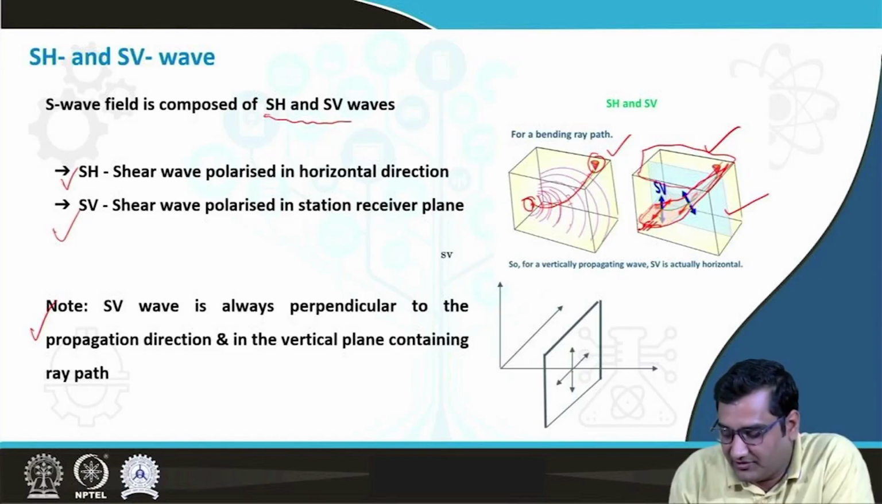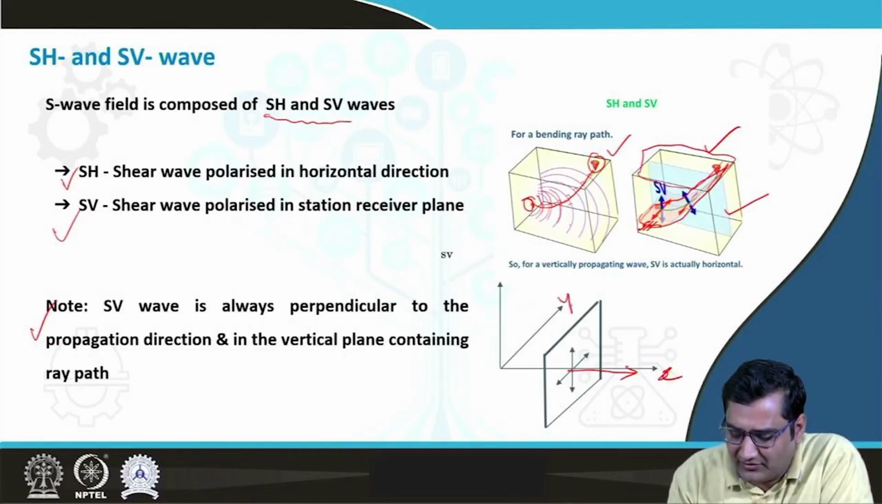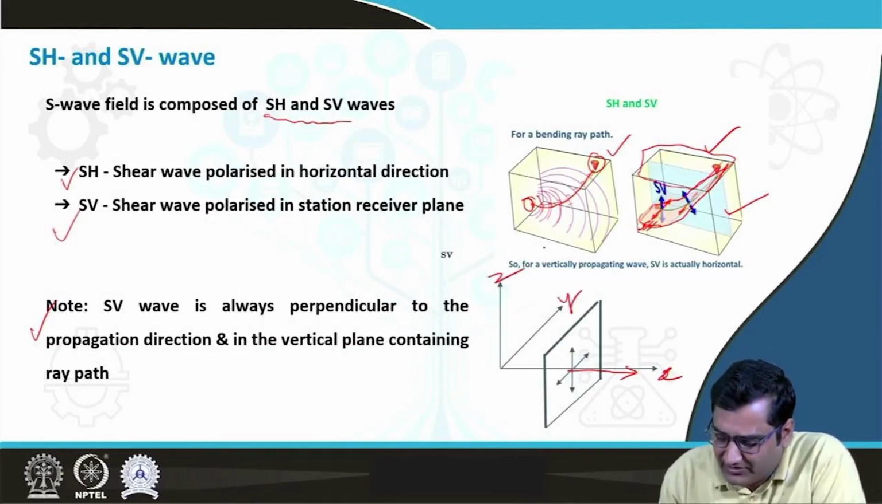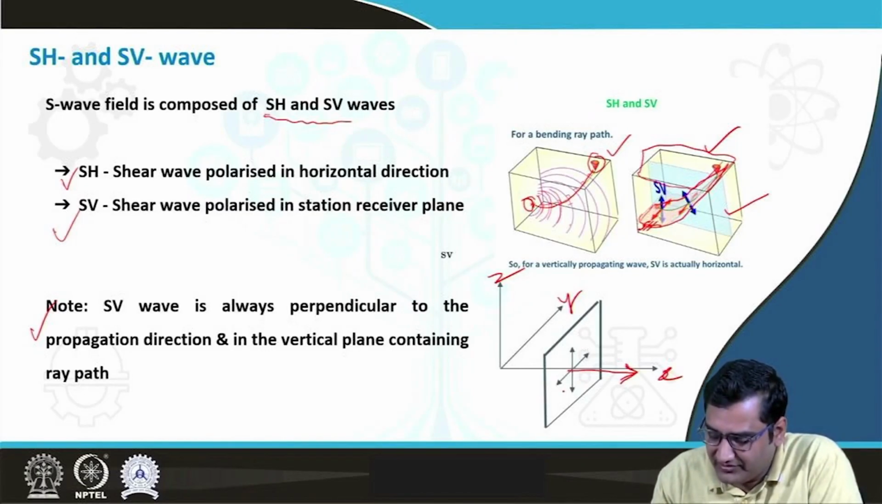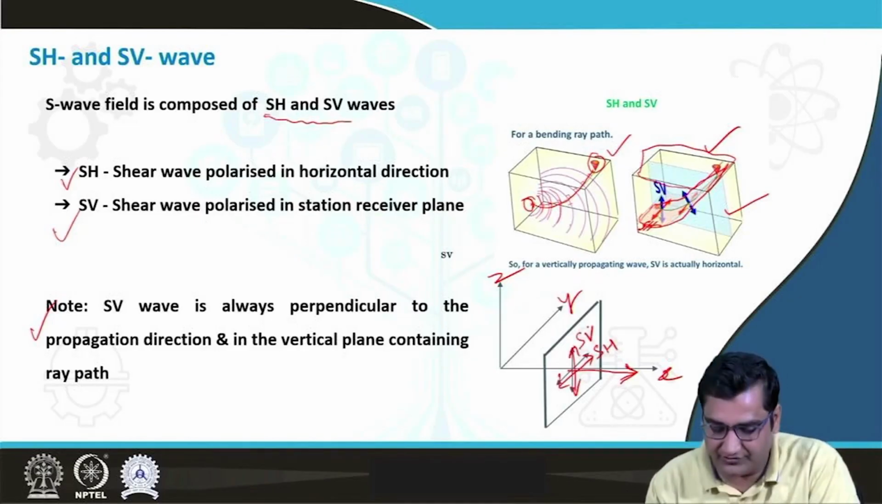Let's suppose this is your shear wave that is traveling in the x direction, this is your y direction, and this is your z direction. So this is the x direction along which the shear wave is traveling, and the shear wave has two components. One is the SH wave motion, another is the SV wave motion. So this will be your SH wave motion, and here you will have the SV wave motion.